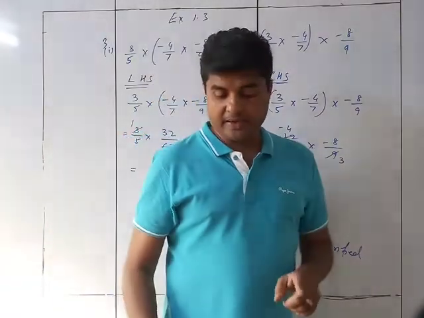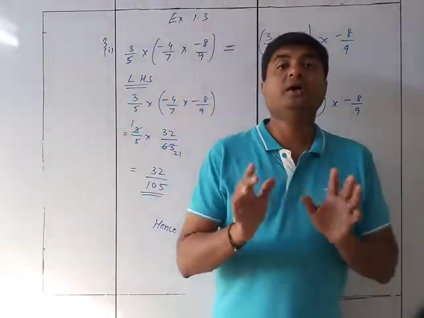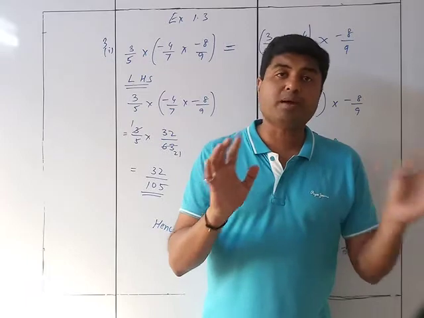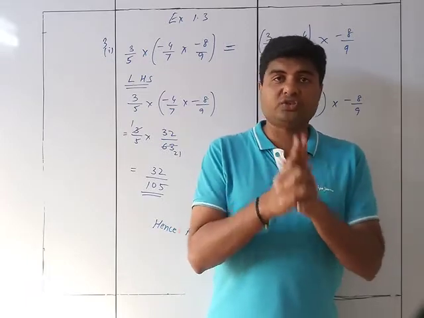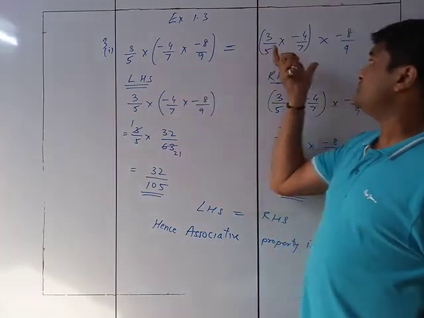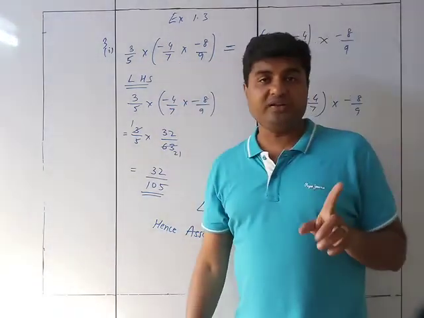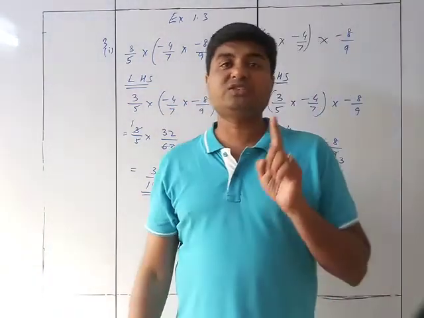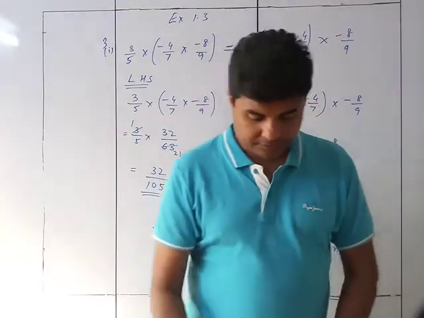I made a mistake earlier. I said it was distributive. No, distributive is for addition and multiplication together. This is the associative property, wherein the association of these two or the association of these two does not make any difference in case of multiplication. It's the associative property.